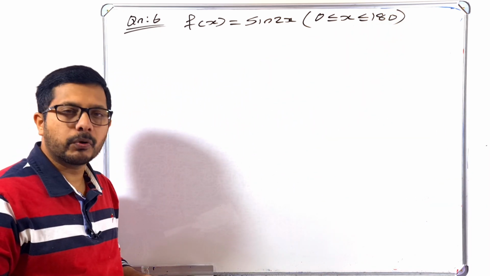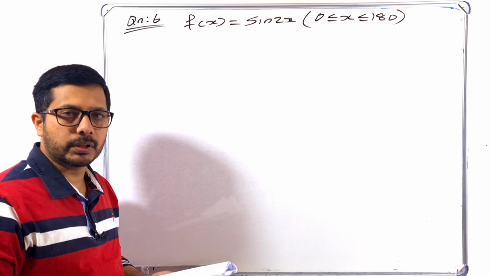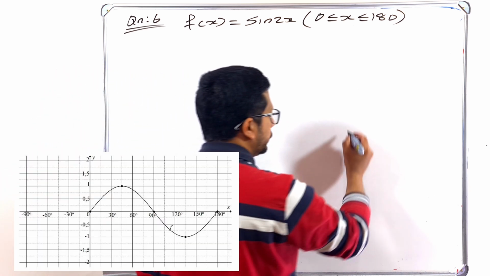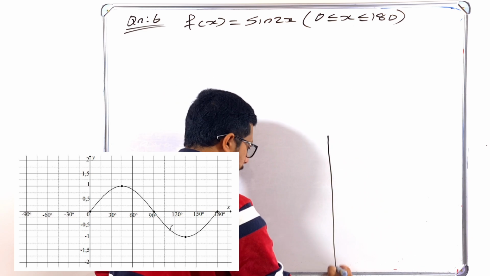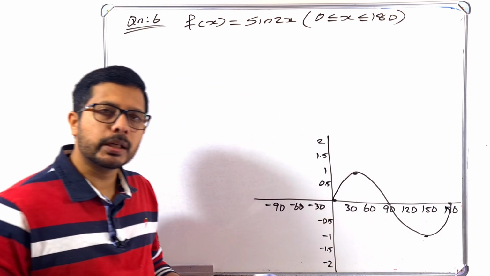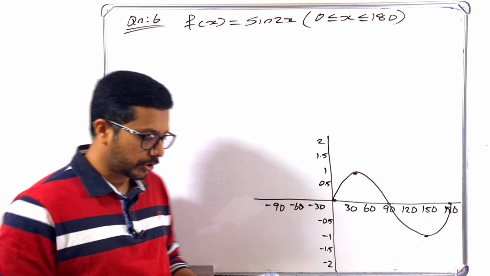Okay, now what is the first question? 6.1. Before I go to the next question, let me draw that graph, then after that from there I will explain the next question. Okay, so there is a graph drawn like this in your question paper. And what is the first question?